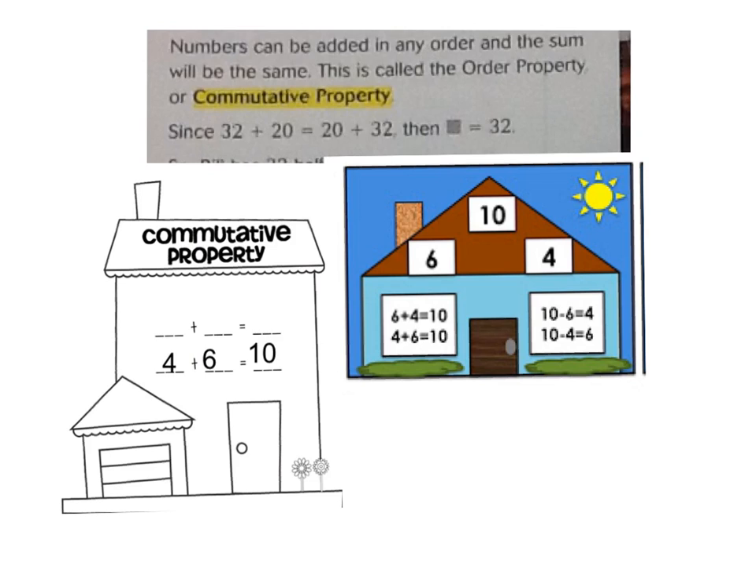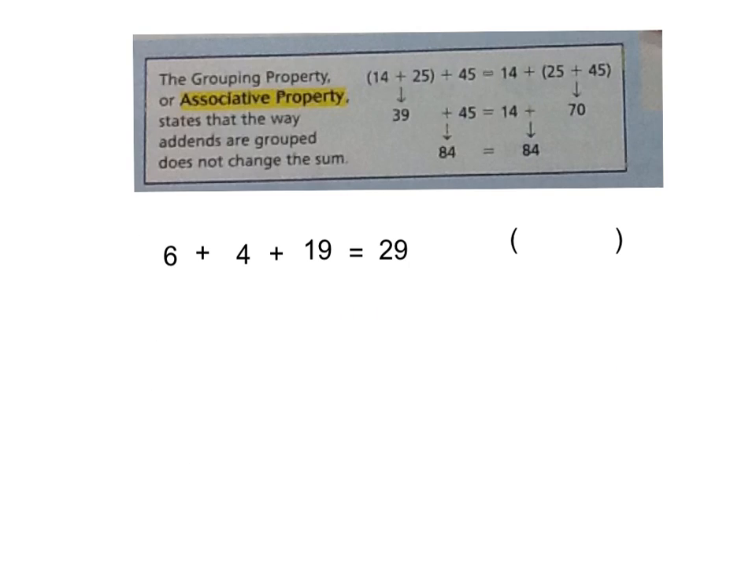Let's look at the next property. All right, our next property is going to be the associative property. The grouping property, or associative property, states that the way add-ins are grouped does not change the sum. What's very important to this property are these parentheses. Parentheses in a math problem mean do that part first. Basically, this is only going to happen when you're adding more than two numbers. In other words, you're going to group the numbers to add in a way that makes it easy for you. Me, I like to make 10 because I can add with the number 10. I like to have that ones place be a 0. It makes it easier for me to add in my head.